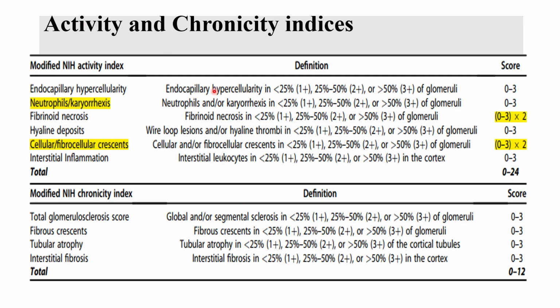This is the activity and chronicity index we calculate. In the activity index, we calculate endocapillary hypercellularity, neutrophils or karyorrhexis, fibrinoid necrosis, hyaline deposits, cellular and fibrocellular crescents, and interstitial inflammation. There are 6 parameters, each with a maximum score of 3, and the total score is 24.